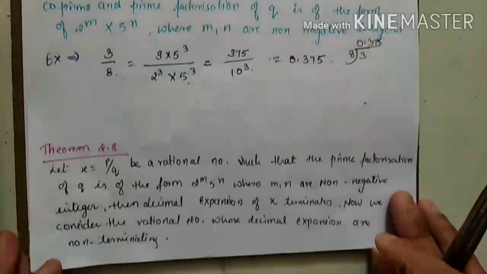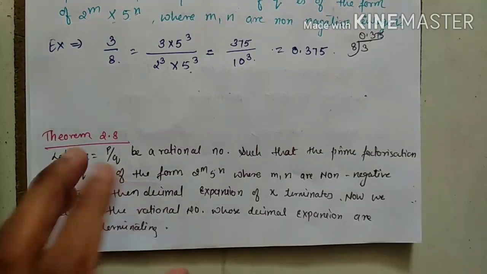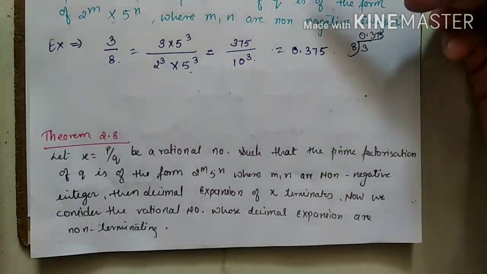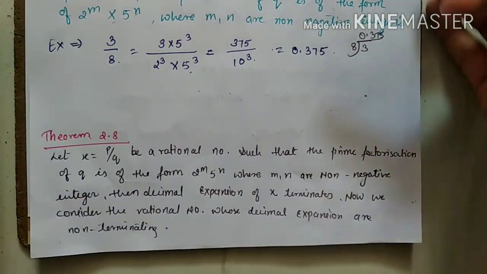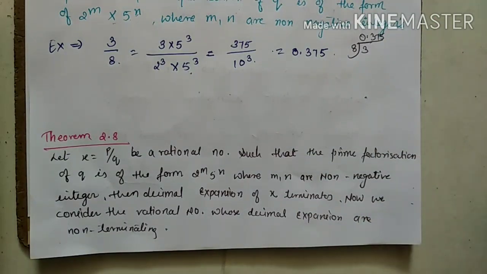Come to the next theorem, theorem 2.8. It is the opposite of this. Here we have to say whether it is rational or not. Here it is already a rational number. You have to say that it has a decimal expansion which is non-terminating or terminating. Is it clear? So just see here.